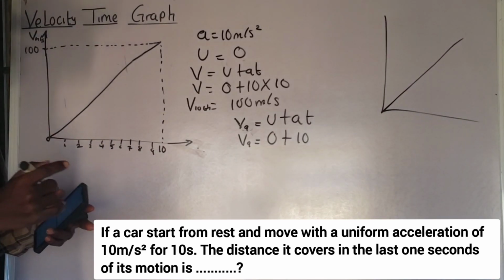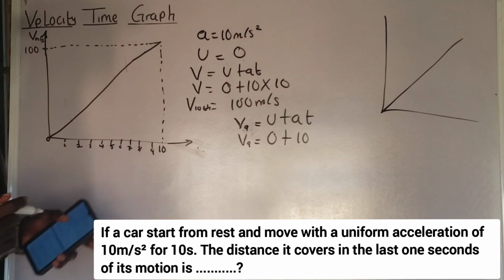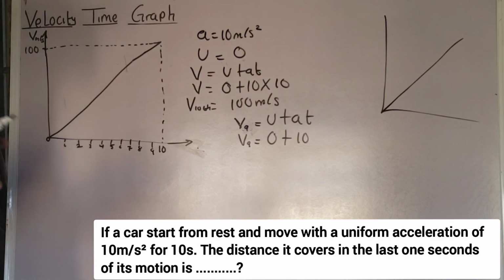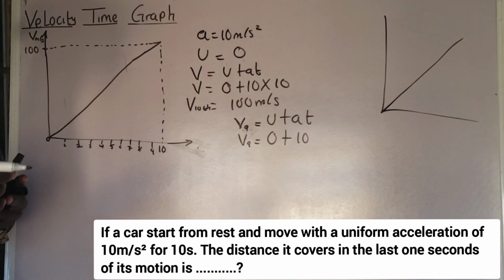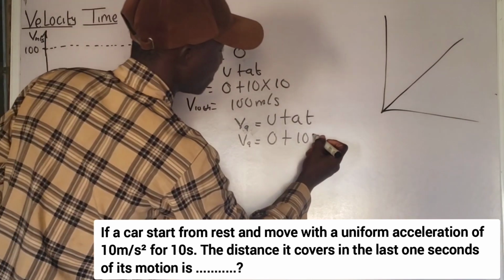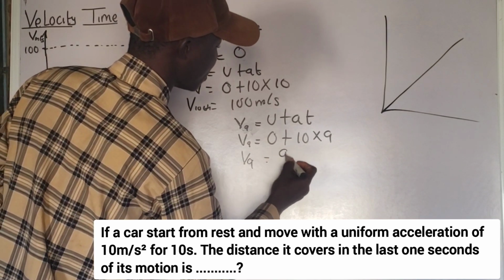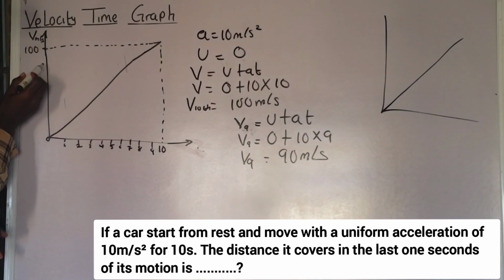9 seconds. You understand? When I want to determine the velocity that the car attained in the 10 seconds, acceleration is 10 and time is also 10. But I want to determine the velocity that the car attains in the 9 seconds. That means that T will be what? 9. So I'm going to have this multiplied by 9. So V9 is equal to 90 meters per second. It will be around this place, 90.